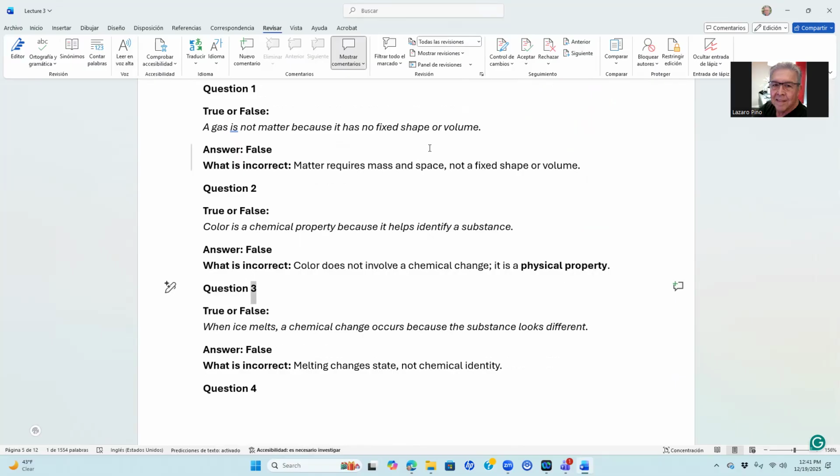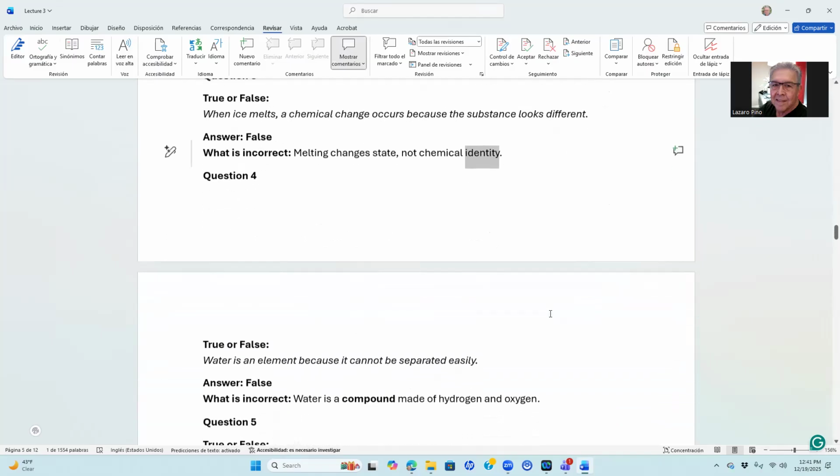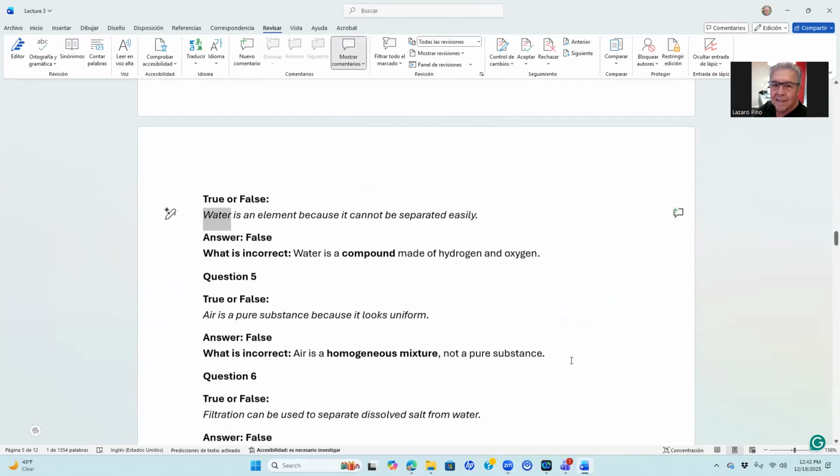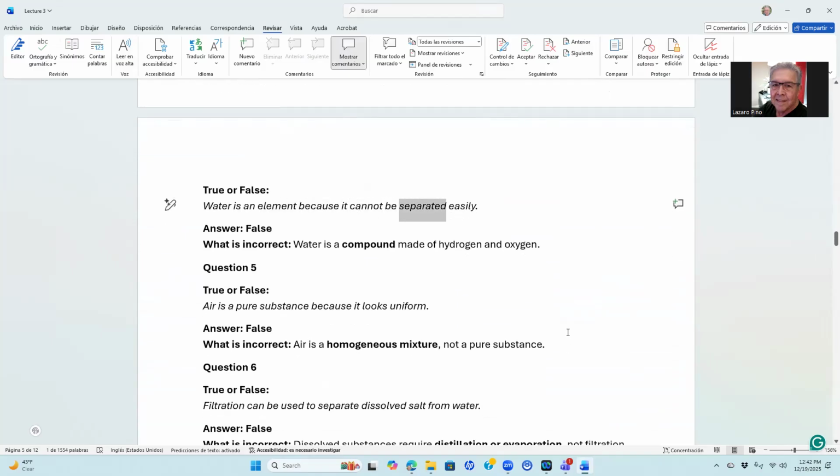Question 3. True or false, when ice melts, a chemical change occurs because the substance looks different. Answer, false. What is incorrect? Melting changes state, not chemical identity. Question 4. True or false, water is an element because it cannot be separated easily. Answer, false. What is incorrect? Water is a compound made of hydrogen and oxygen.